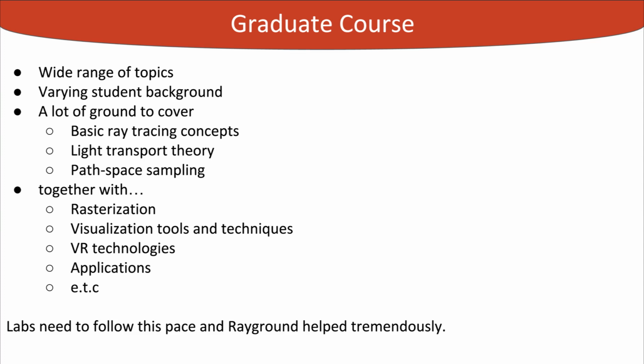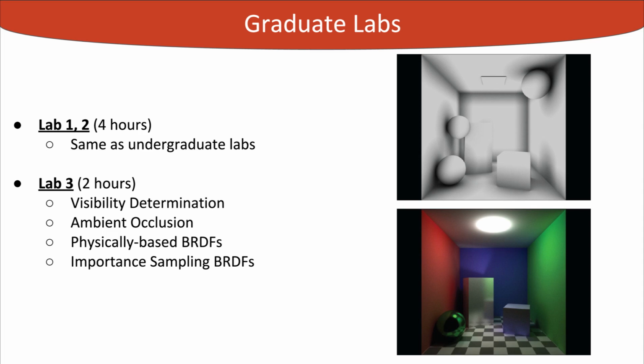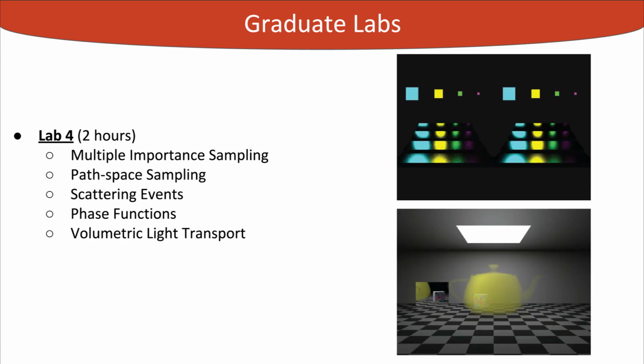Rayground helped us even more when designing the graduate lab course. We devoted 4 2-hour labs to ray tracing. The first 2 labs covered the same topics as the undergraduate labs in order to get unacquainted students up to speed. Lab 3 continues with more advanced topics like visibility determination, ambient occlusion, physically based BRDFs, and importance sampling of BRDFs. Finally, the 4th lab introduces multiple importance sampling, path-based sampling, scattering events, phase functions, and volumetric light transport.